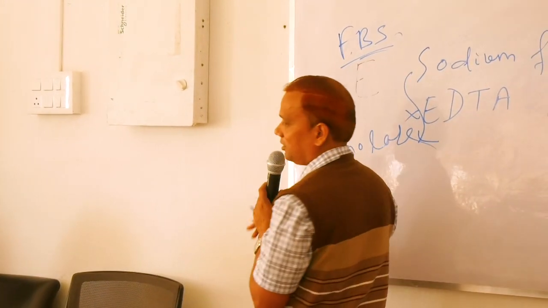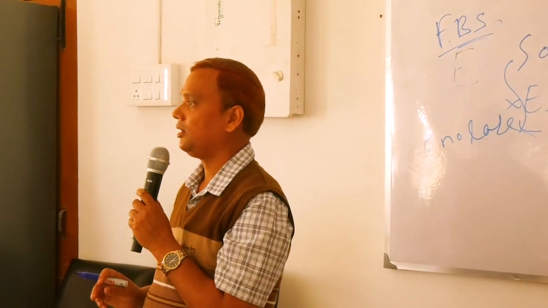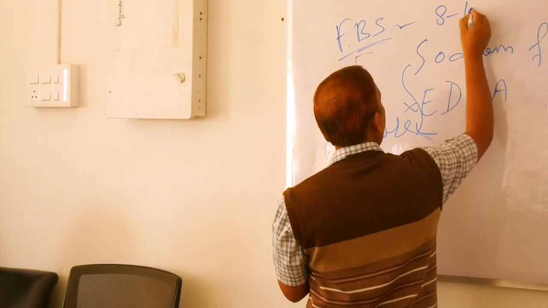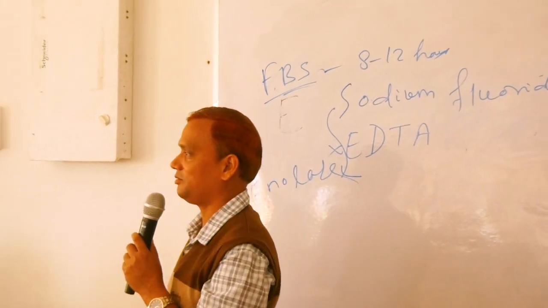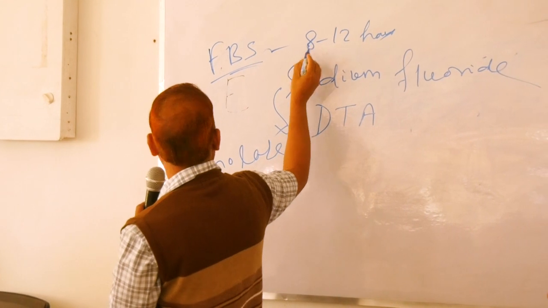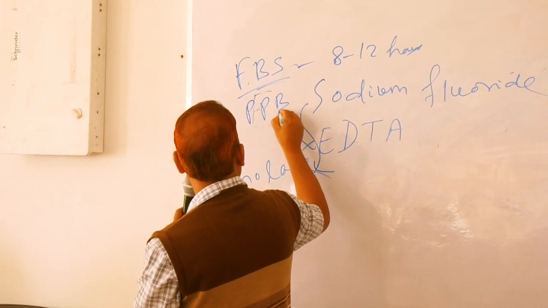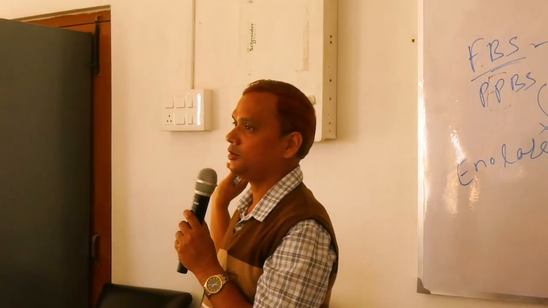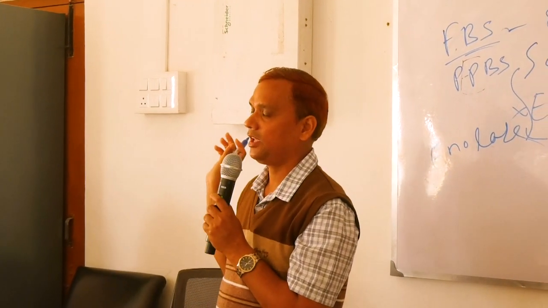For that, how will we take it? Empty stomach should be there, mostly 8 to 12 hours fasting. Okay, 8 to 12 hours fasting. And suppose PPBS, after 2 hours. What is PPBS the code for? Postprandial.